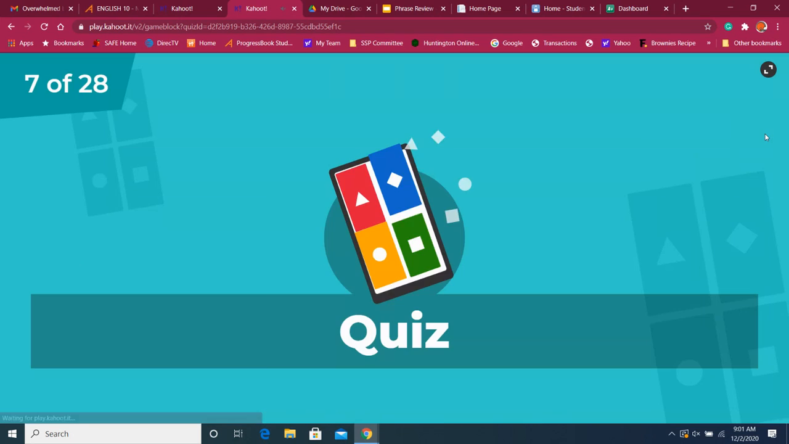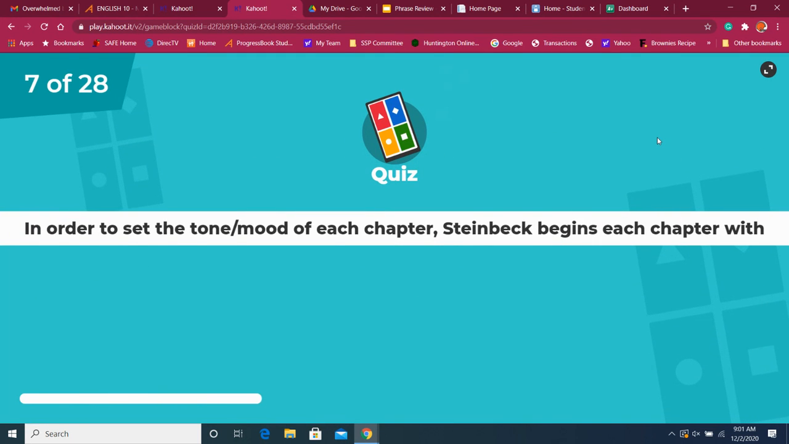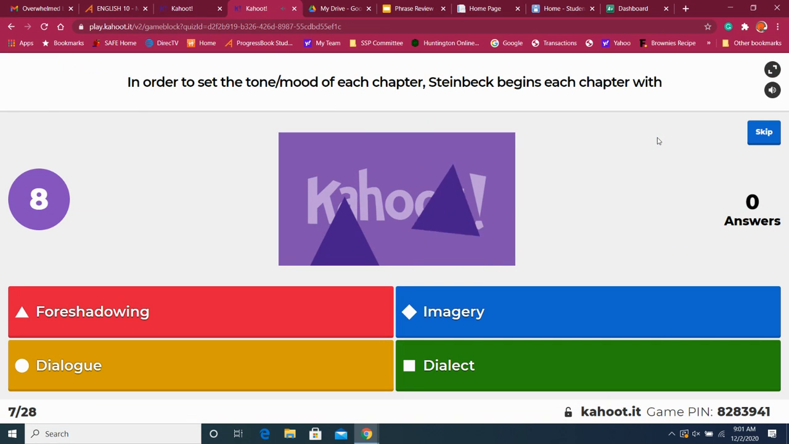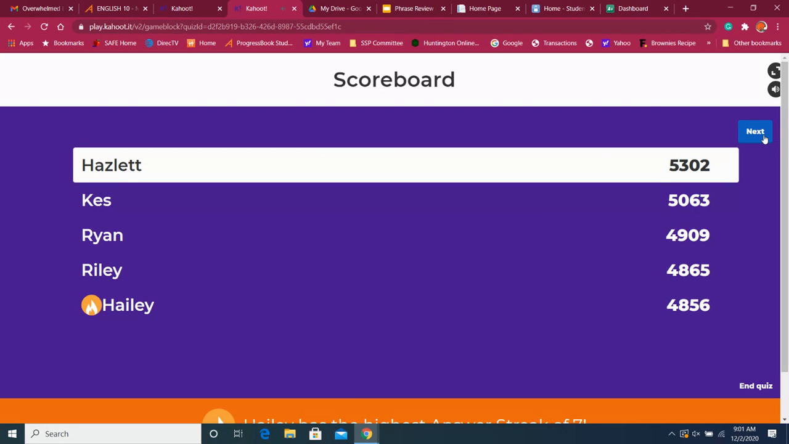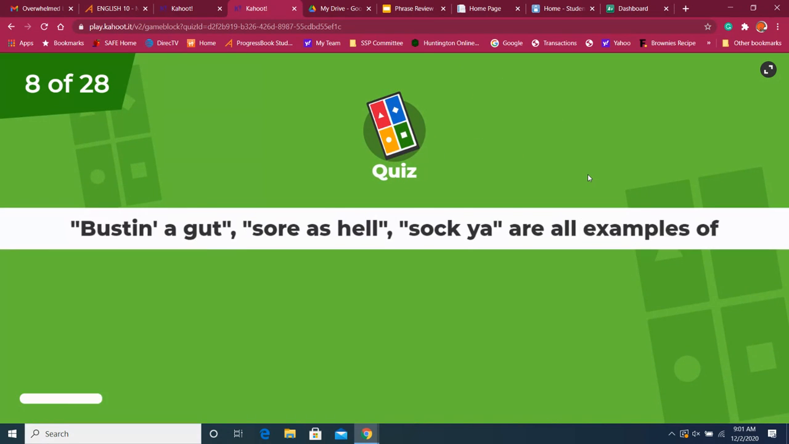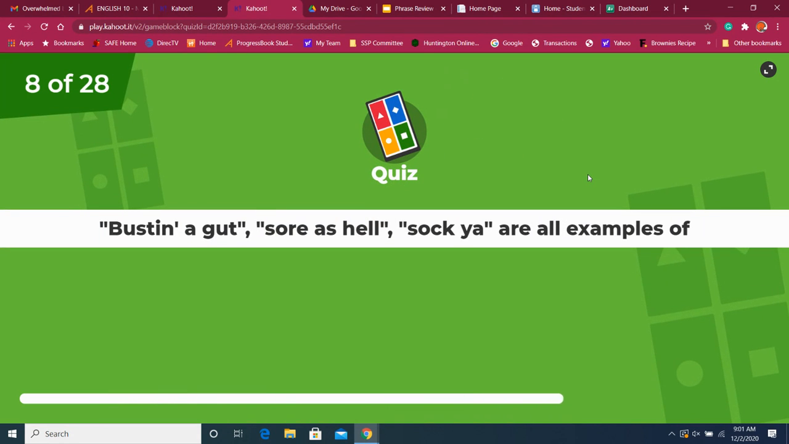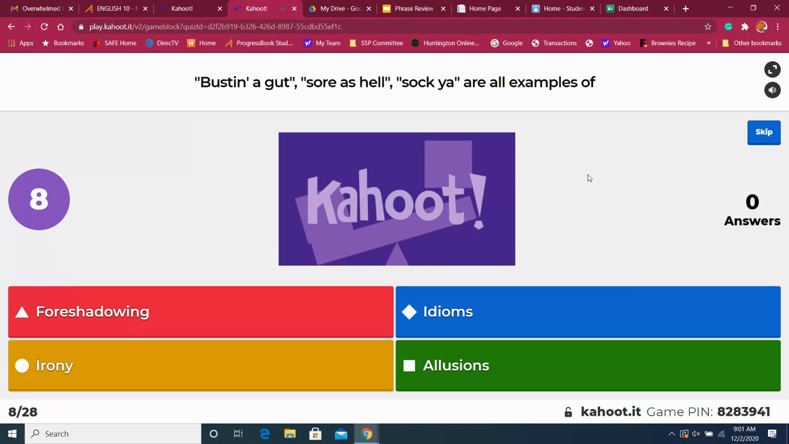Whoa, man, we got a lot going on here. In order to set the tone or mood of each chapter, Steinbeck begins each chapter with foreshadowing, imagery, dialogue, dialect. Imagery. Good. He sets the scene with the imagery leading into the dialect and dialogue. Very good. Oh, man, look at this. Emma's still in the lead. All right. "Bust in the gut," "sore as hell," "Sakya" are all examples of: foreshadowing, idioms, irony, or allusions?